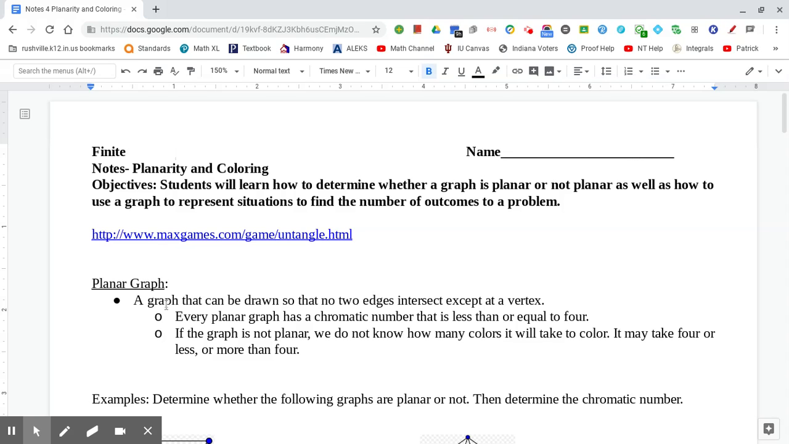A few things to know about a planar graph: every planar graph has a chromatic number that is less than or equal to 4. Thinking back to last class when we learned about the four color theorem, that applies to planar graphs. The bad news is if a graph is not planar, we don't know anything about how many colors it will take to color. It might take more than 4, but it also could take 4 or less. The only thing that we know is that if a graph is planar, it has to have a chromatic number of 4 or less. If the graph isn't planar, the chromatic number could be anything.